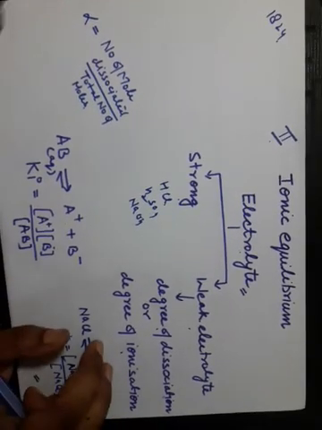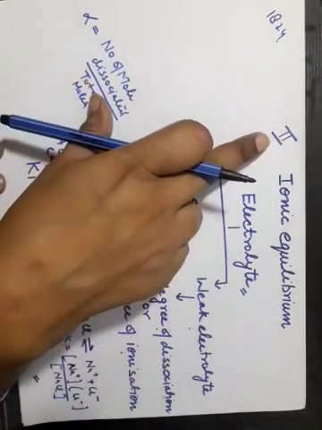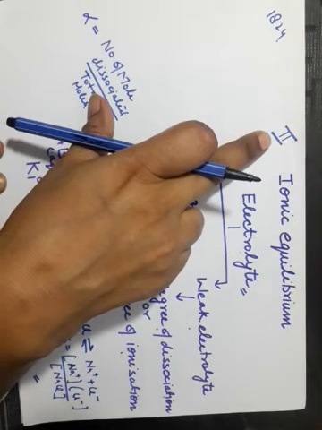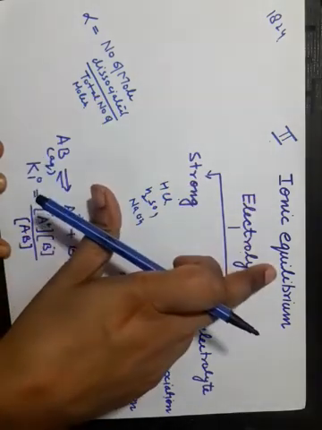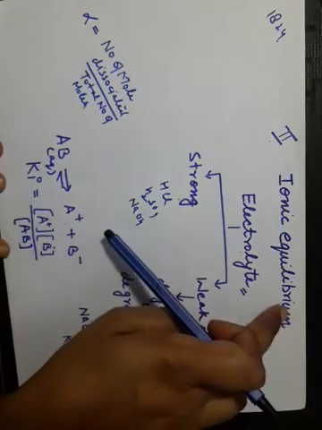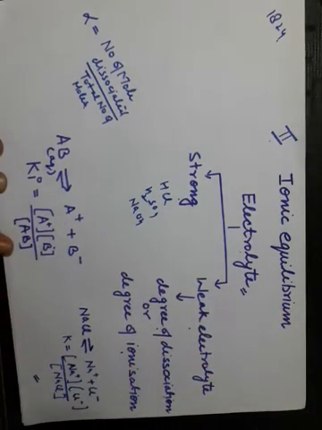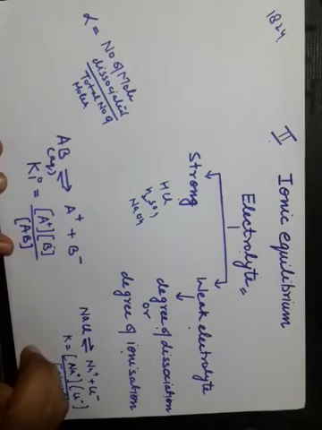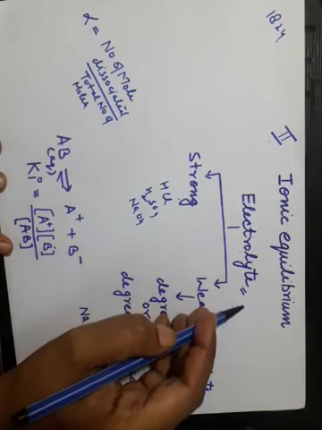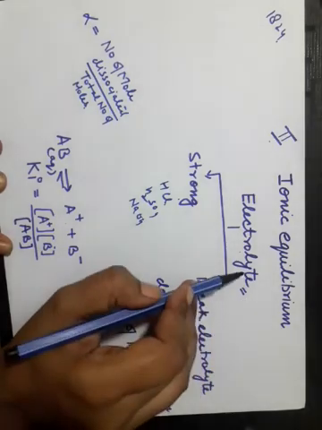Students, here we are going to start the second part of the chapter equilibrium, that is ionic equilibrium. Ionic equilibrium means ions are involved in the equilibrium portion. See, on the basis of conduction of electric current, the solutions are classified into two categories, electrolyte and non-electrolyte.